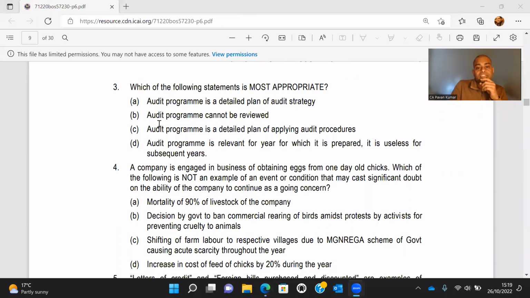Question number 3. Sir. Read. Which of the following statements is most appropriate? Wait, very dangerous question. Which of the following statements is most appropriate means more than one may be appropriate, so you'll be confused. Pavan sir, A is correct, B is also correct. Then what to do? Which is most appropriate? One can be 80% correct, one can be 90% correct, one can be 100% correct.